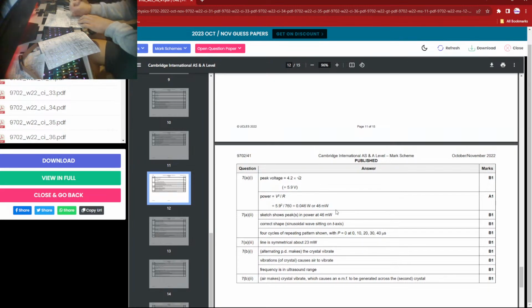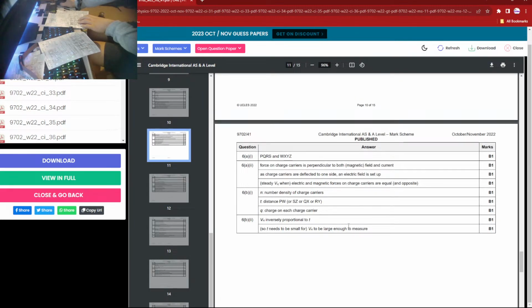Next one, 46 milliwatts. Okay, I did get that one. 5.9 volts. Okay, next one. PQRS, WXYZ. Okay, force on charge carriers perpendicular to both magnetic field and current. Charge carriers are deflected to one side and an electric field is set up. One side. Okay. Study VH when electric and magnetic forces on charge carriers are equal.